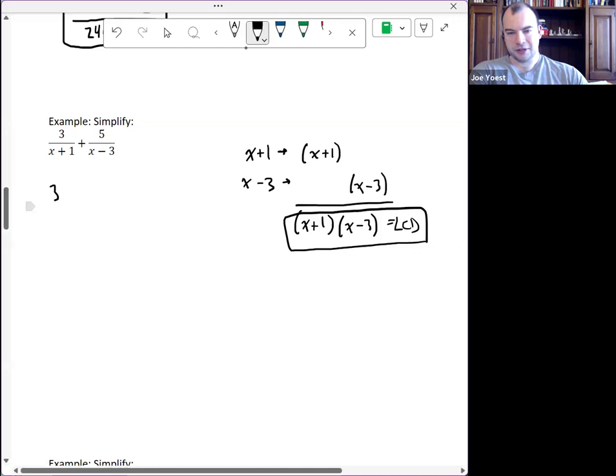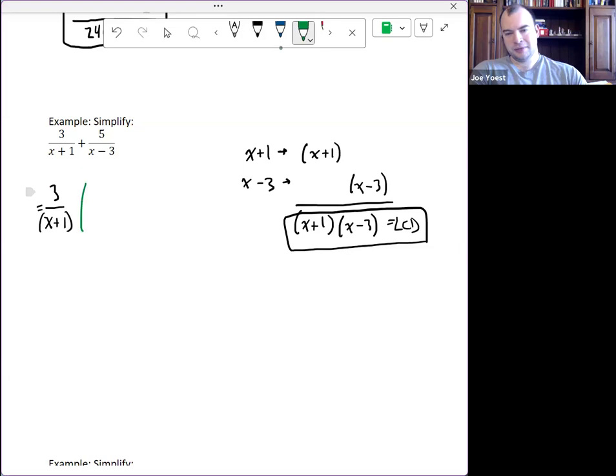So now I come down, and my first fraction is 3 over x plus 1. I have this denominator. Let me put it in parentheses. That certainly doesn't hurt anything. I want to multiply that x plus 1 by something to make the LCD. What building block is not contained in the x plus 1? Well, the x minus 3. So now I have x plus 1 times x minus 3. I have a denominator that's going to turn out to be my LCD.